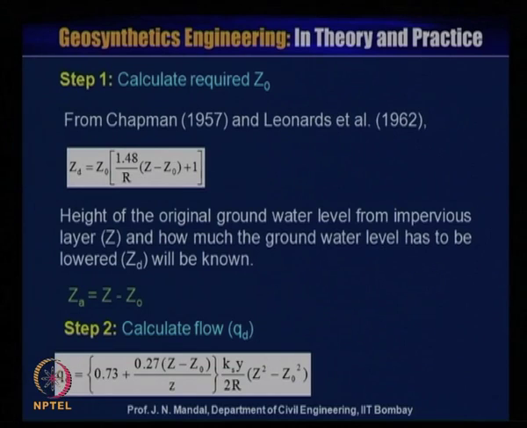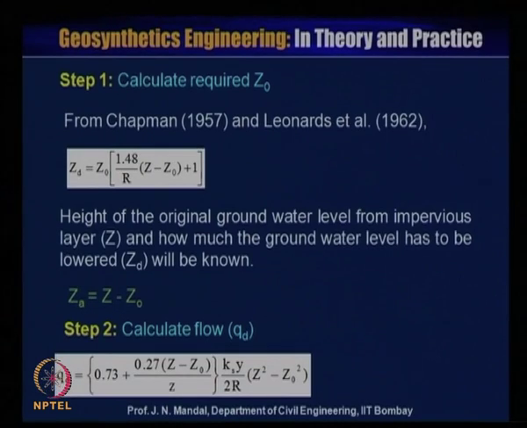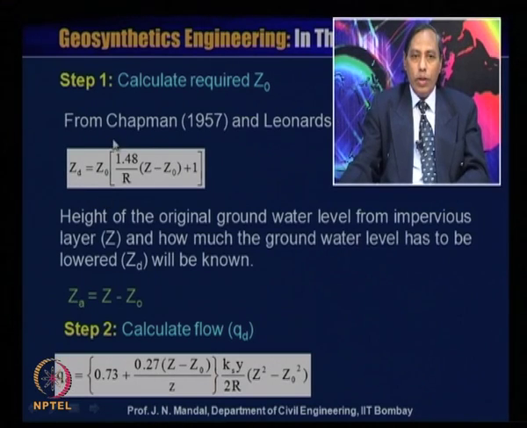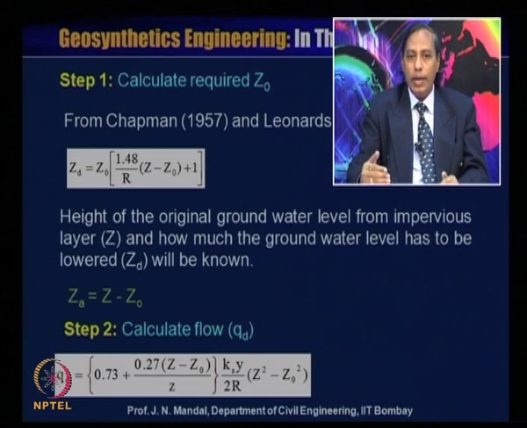Now step 1, I am showing some theory to calculate the required Z0 from Champion 1957 and Leonard et al. 1962. So you can calculate ZD is equal to Z0 times [1.48 by R, then Z minus Z0] plus 1. So the height of the original groundwater level from the impervious layer Z, and how much the groundwater level has to be lowered, ZD, will be known.